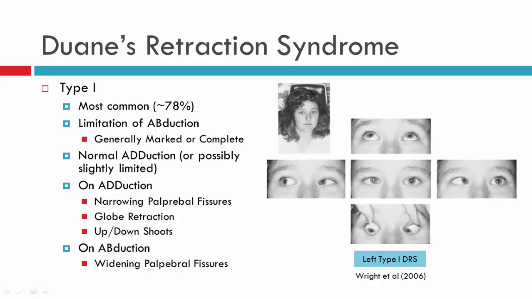So if we have a look at the patient here to the right, what we can see is they have a left type 1 Duane's retraction syndrome. And when they look over here, we can see that the left eye is not abducting. And she's getting past midline, so it's not complete. It's probably about a -3 there.